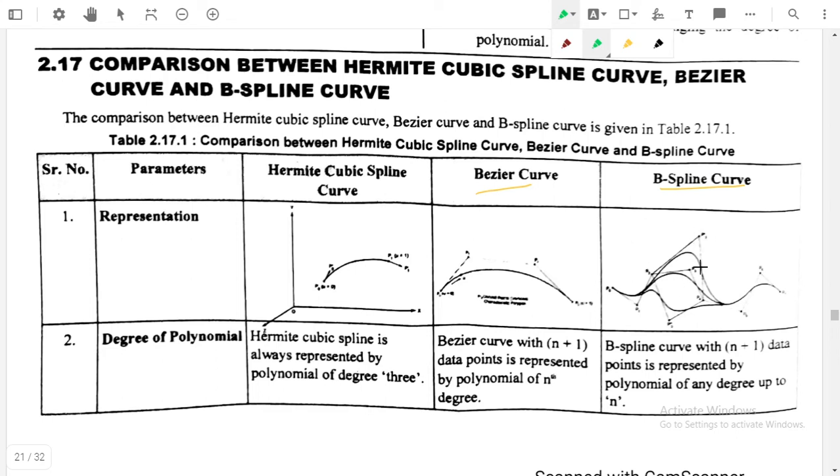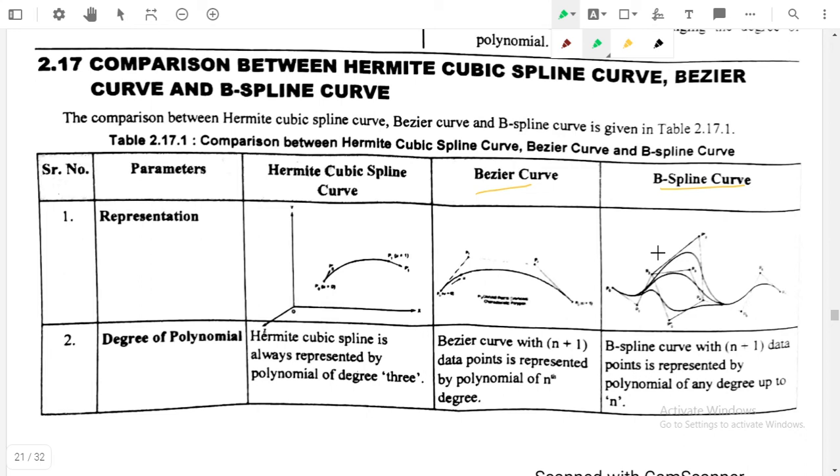In a beta spline curve also we require a number of data points, but in the case of the beta spline curve there is local control over the curve. If we change the position of any one data point, then only that portion of the curve will change.